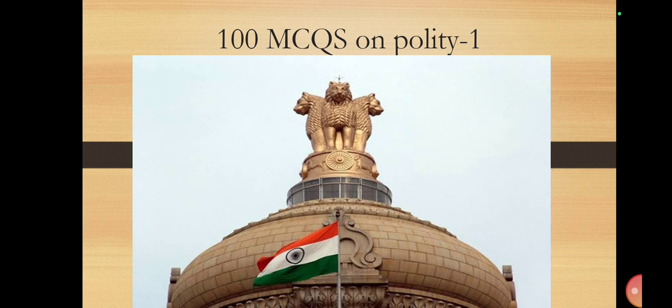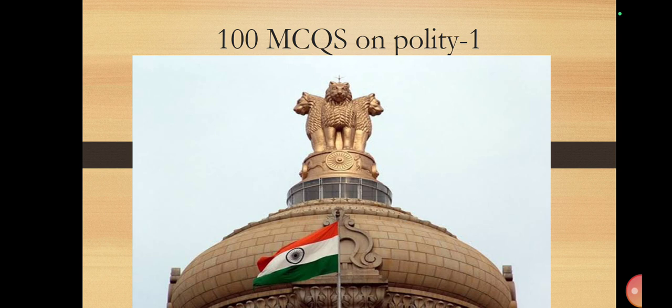The 3 instances where the joint sitting took place are Dowry Prohibition Bill 1960, Banking Service Commission Bill 1977, Prevention of Terrorism Bill 2002. Question number 96. Which of the following are true regarding consultative committees? Consultative committees are attached to various ministers and departments of the central government. These committees are constituted by the Ministry of Parliamentary Affairs.